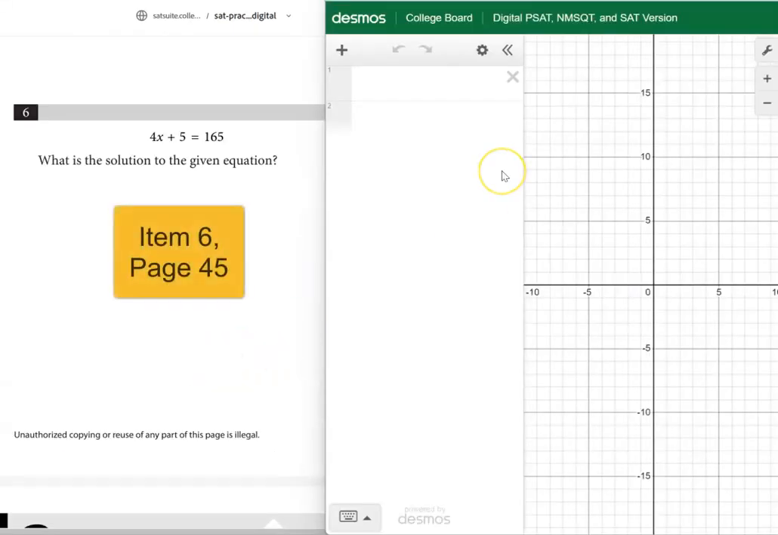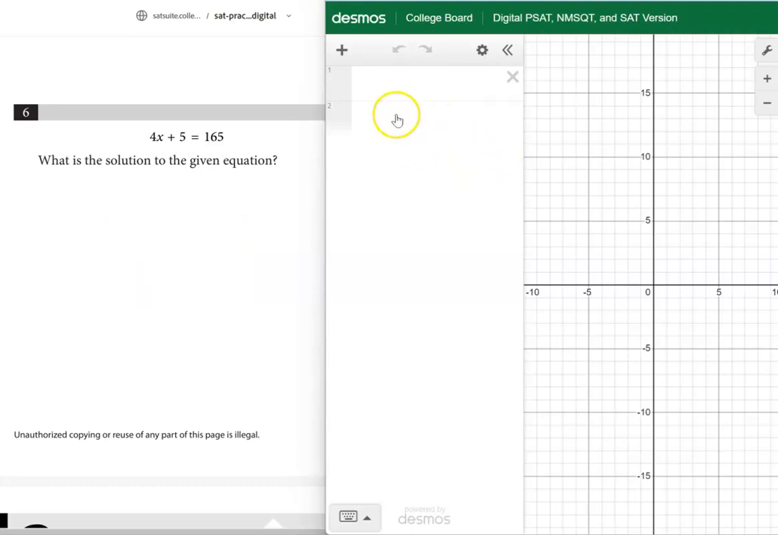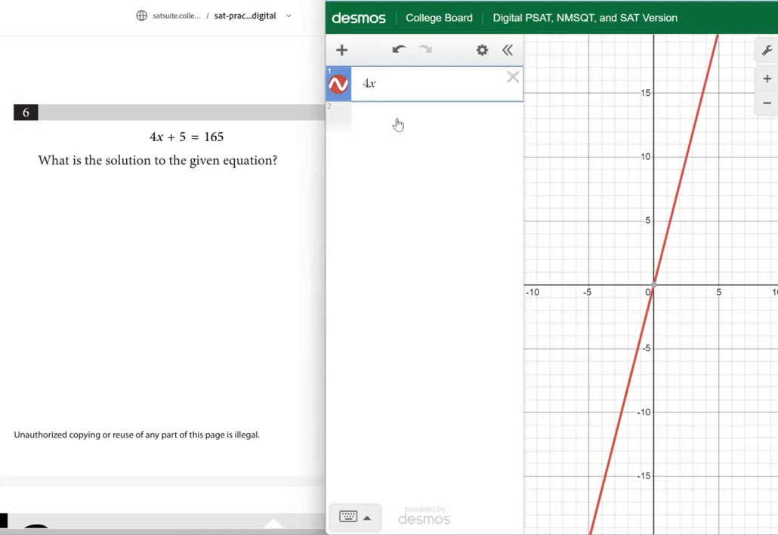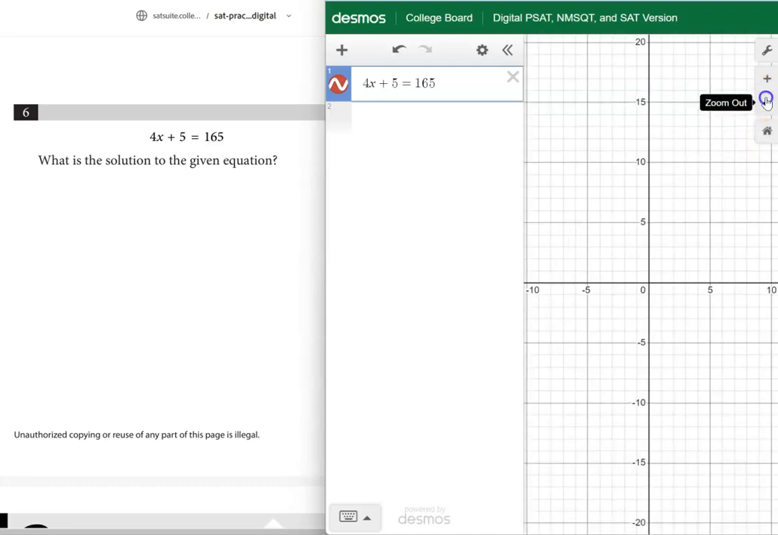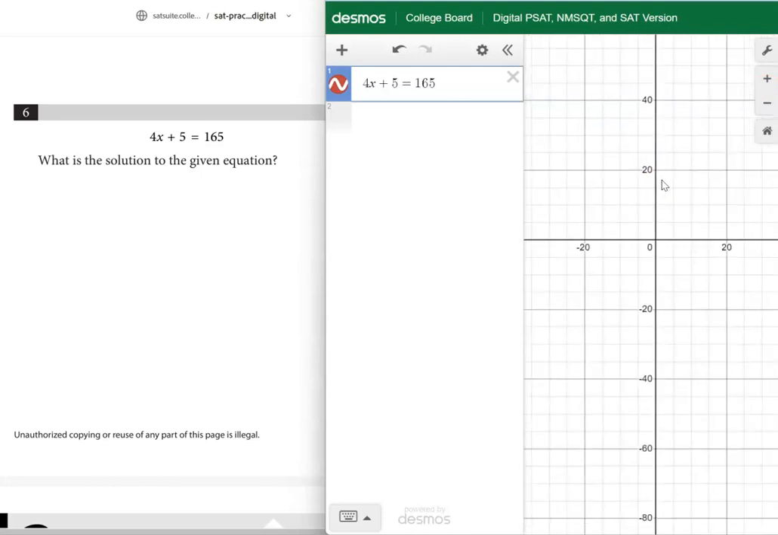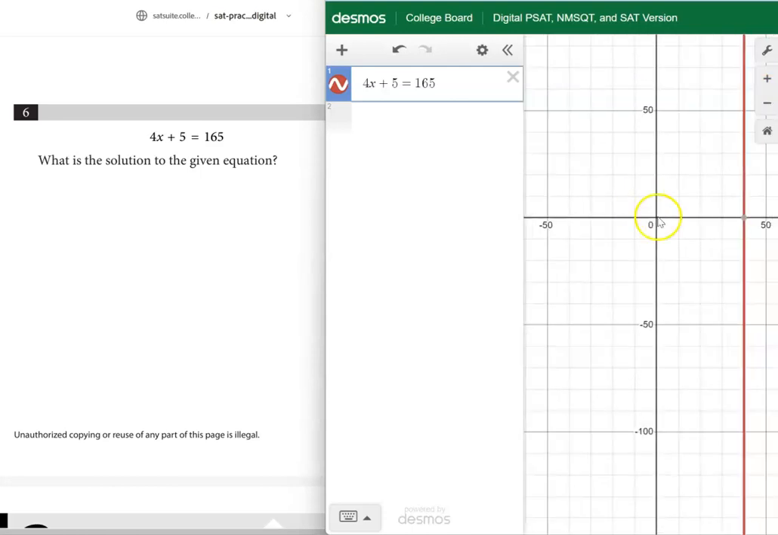The first item we'll look at is item number 6. This is located on page 45 of the test. To solve an equation like this one, type in the equation and locate the solution by looking for a vertical line in the graph. You'll notice there's nothing displayed on this screen, but if you zoom out, and you can use this little minus here to zoom out, or you can use your mouse wheel if you have a mouse. There it is. When you click on this point, it will display the point of intersection with the x-axis, and that x-coordinate is the solution to the equation.